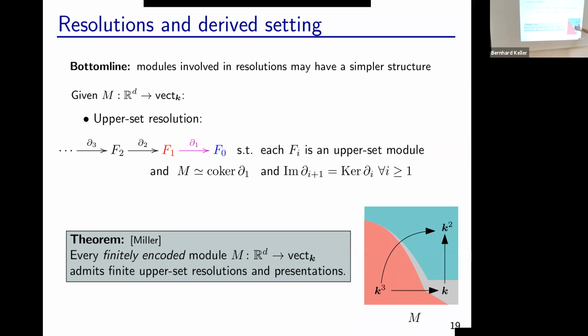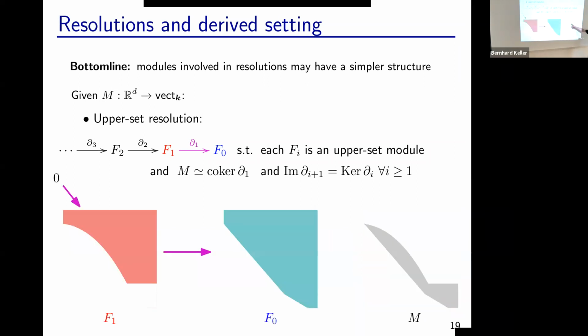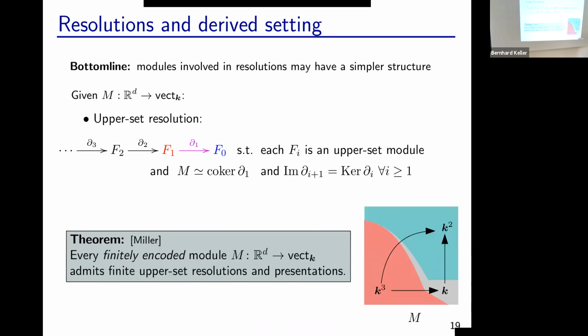So if your module is finitely encoded, then it admits finite upper set resolutions and upper set presentations. So you can work with those. And this is useful because if you consider, for instance, this module and you wanted to take a free resolution, you would have a very hard time because you have a continuum of generators and relations. On the computer, you will not be able to represent this. But with these upper set resolutions, you can.